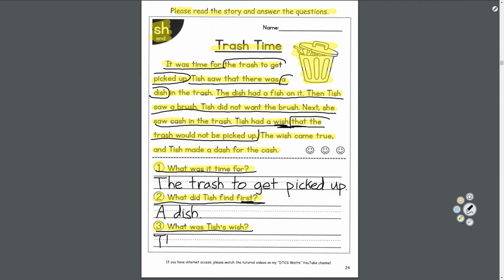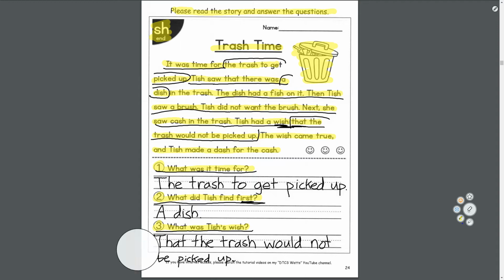Uppercase. Her wish is that the trash would not, we're out of room, so we'll go down here, be picked up, period.